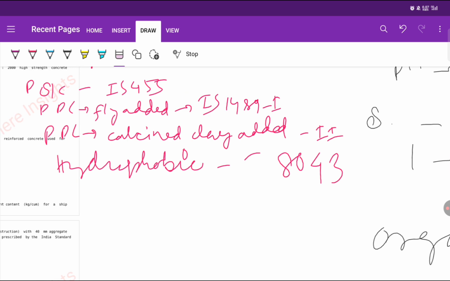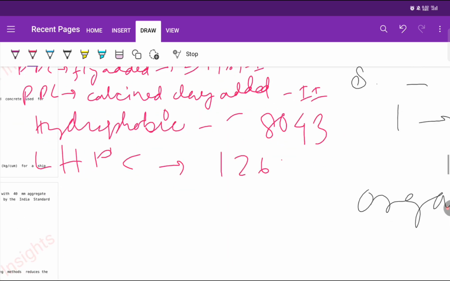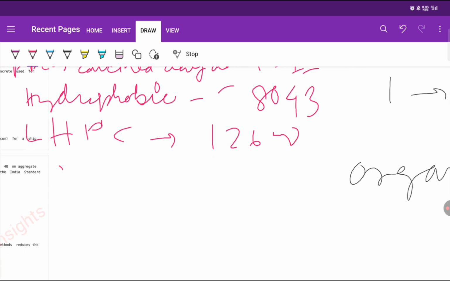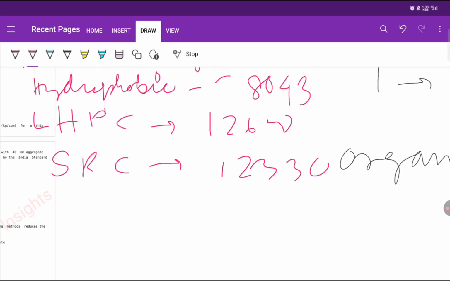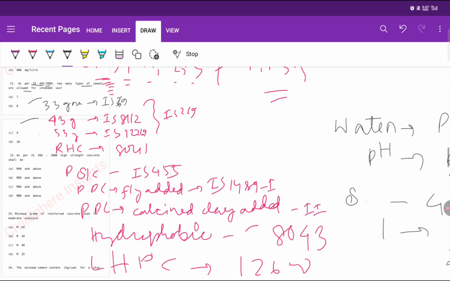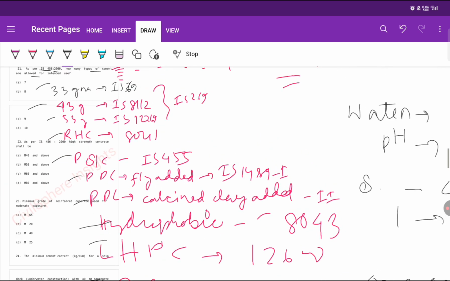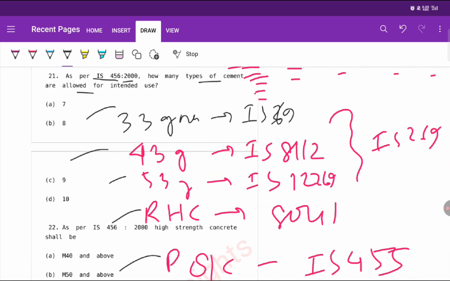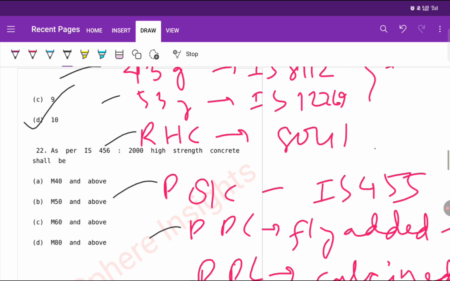Then we have low heat Portland cement, which is IS 12600. Then sulfate resistant cement, which is IS 12330. So 1, 2, 3, 4, 5, 6, 7, 8, 9, 10. Okay, so we have 10 types of cement for this use. So option D is the correct answer.